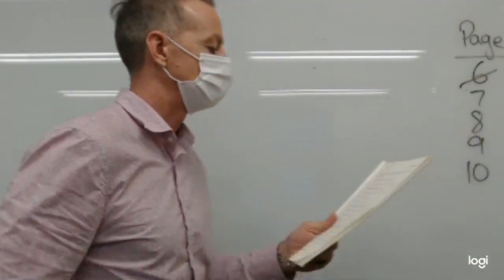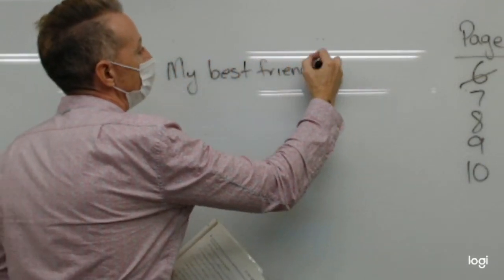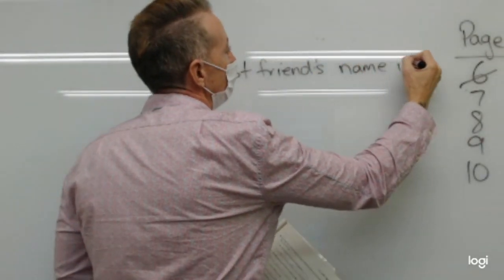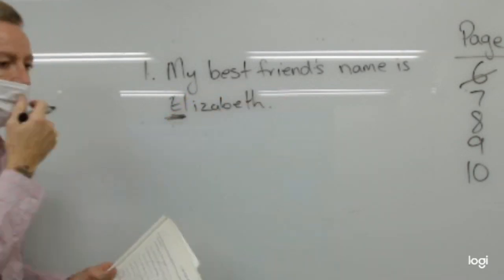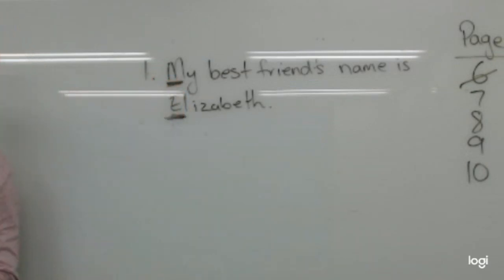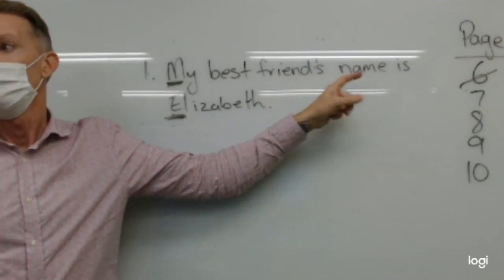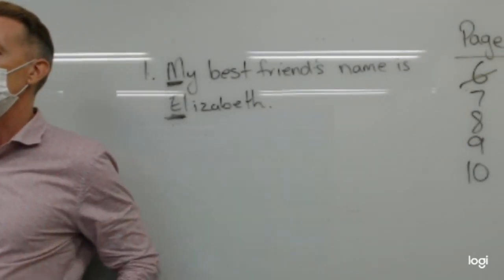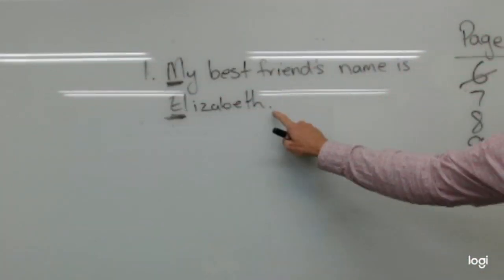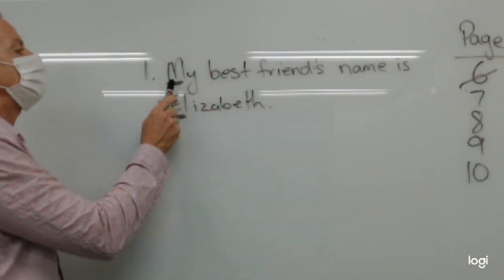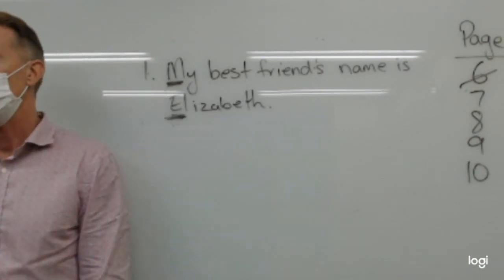My best friend's name is Ellie Harper. Good. My best friend's name is Ellie, with a capital. Make sure you have a capital because it's a name. Capital here to start, remember? And don't forget, apostrophe s. Why? The friend has something. She has a name. Excellent, Princess. Also, don't forget the period at the end, please. So we have many things here: a capital to start, an apostrophe, a capital for a name, and then finish with a period.